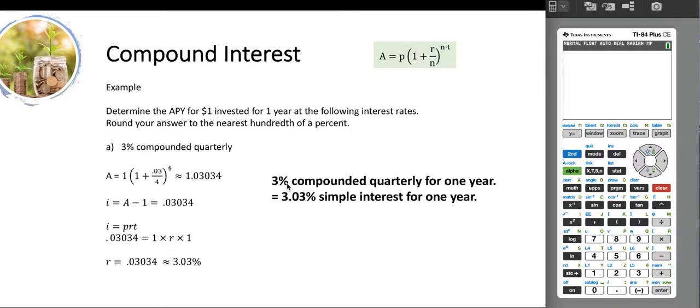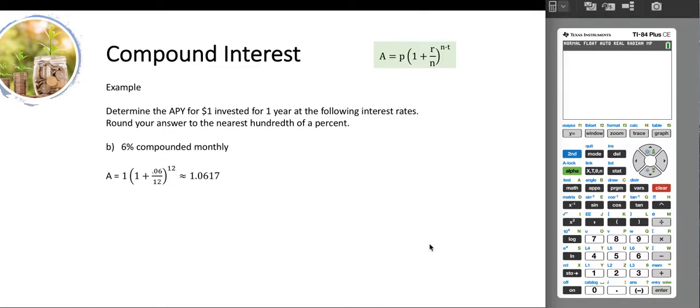So what that means is 3% compounded quarterly for 1 year is the same as 3.03% simple interest for 1 year. Okay, let's go through another example more slowly. My cursor was acting weird there.